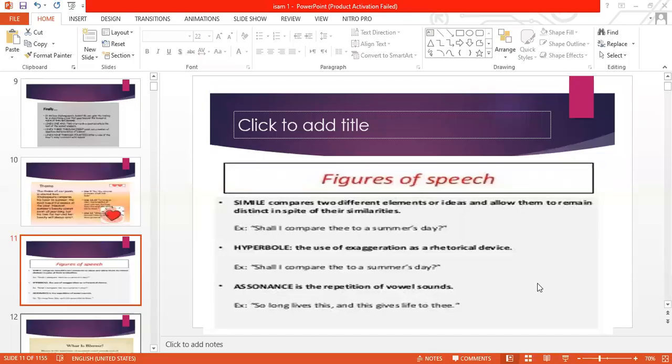في الصور البلاغية، وهنا hyperbole المبالغة, the use of exaggeration as a rhetorical device. Shall I compare thee to a summer day? Assonance is the repetition of vowel sounds، وهنا تكرار حروف العلة. So long live this and this gives life to thee.